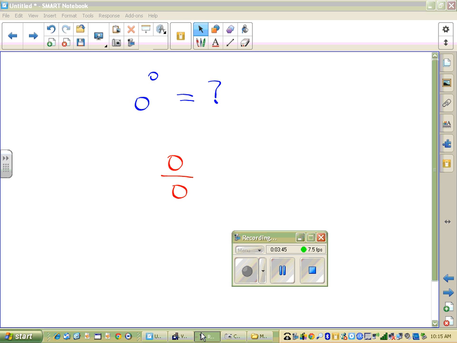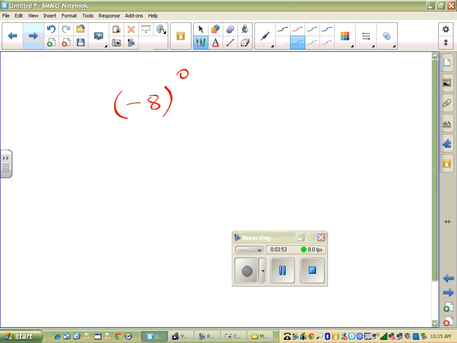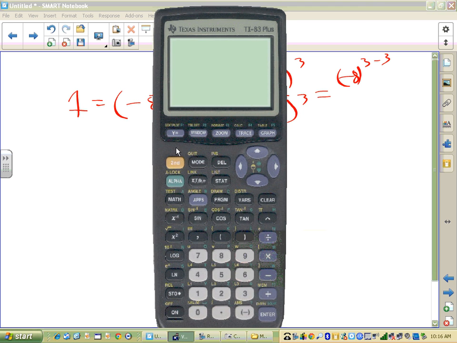Any number raised to the exponent 0, and it's true even for negatives. Negative 8 to the power 0. Well, it's negative 8 divided by negative 8. Okay, well, what's its power? It doesn't matter what its power is. Maybe it's 3 and 3. So that's negative 8 to the 3 minus 3. Negative 8 to the 0. It's 1. Whether it's positive or negative doesn't really matter.